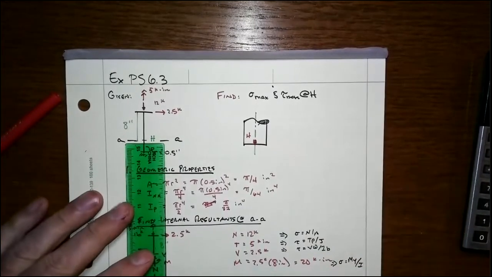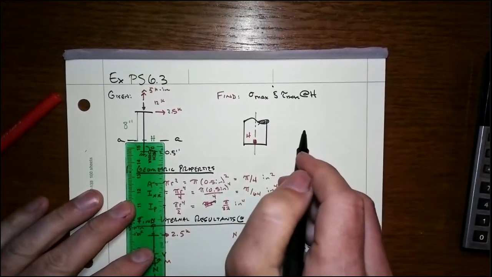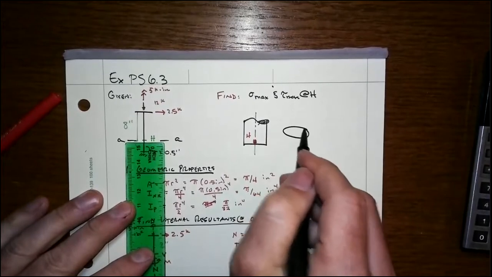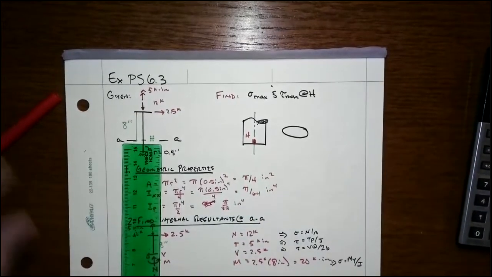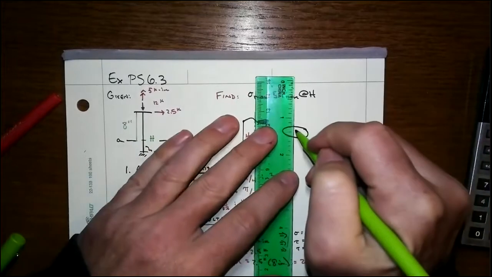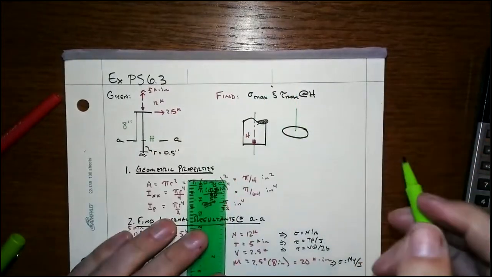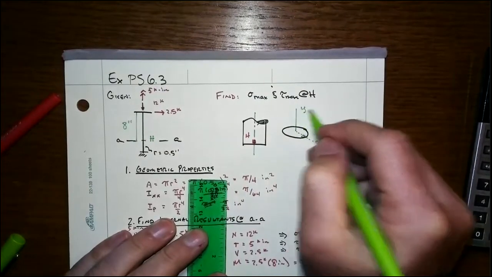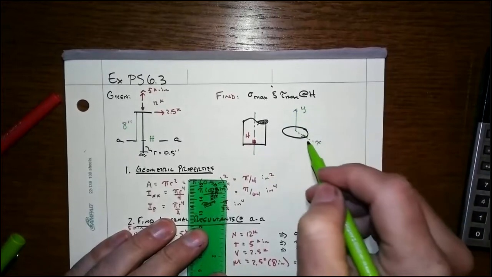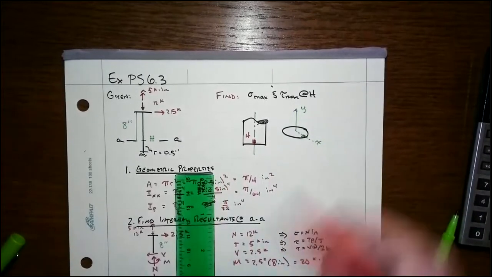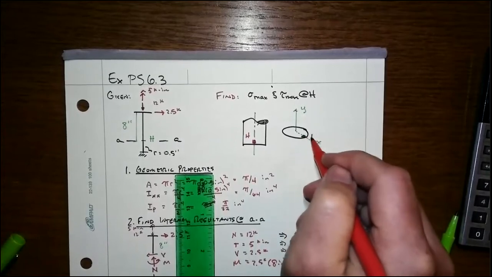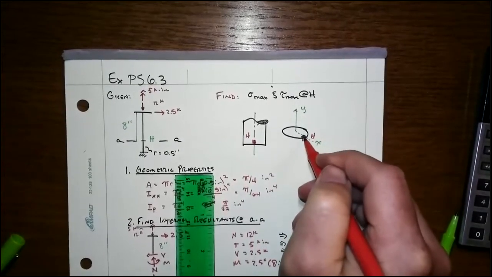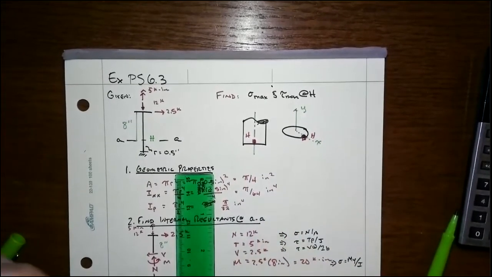So let me show you a perspective view, so to speak. There's this long axis, and H is right here. There's your x-axis, there's your y-axis. And H is right. Maybe I should have done that in red. There's your H right here on the surface of the shaft.